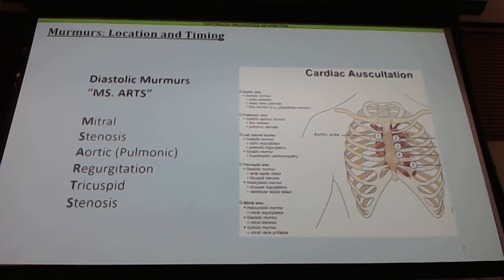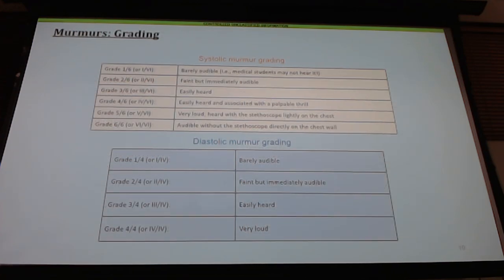Okay. And it's important to differentiate those two, because not only does it help you appreciate which murmur you're hearing, whether it be a regurgitation or stenosis murmur, but it's also important when it comes to the management side of things, whether it's systolic or diastolic. Okay, and we'll talk about that on the next slide.